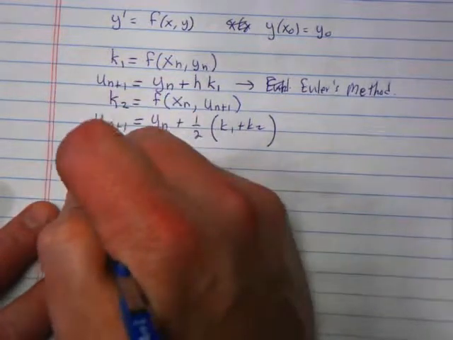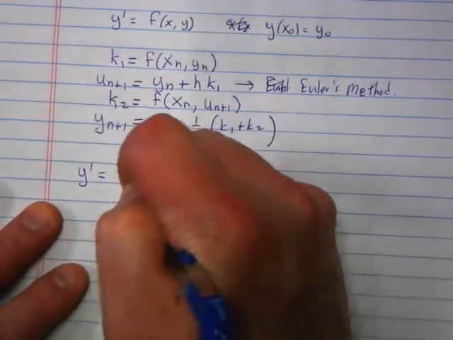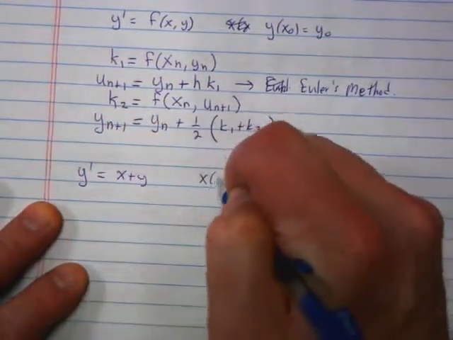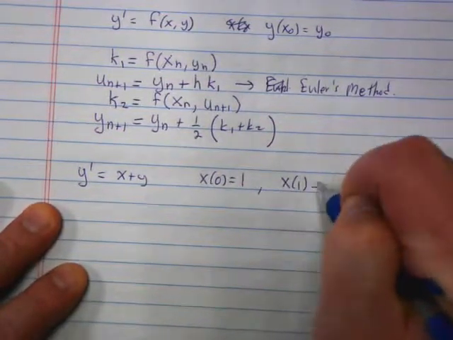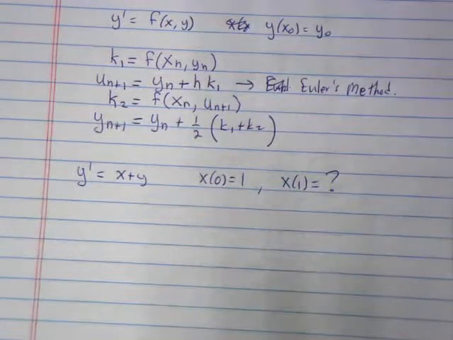All right, so let's try this one. We'll use the same equation. Y prime equals x plus y. Y at 0 is 1. And we still want to know y at 1.